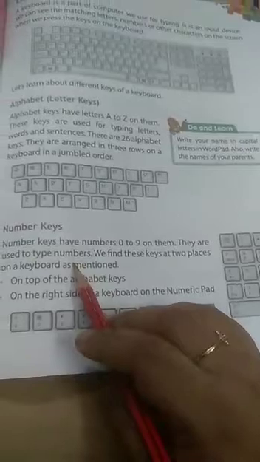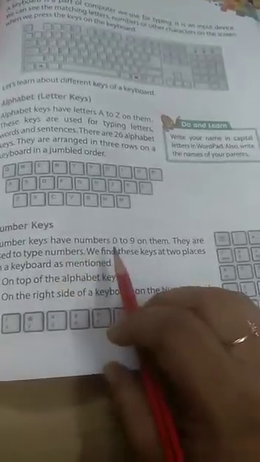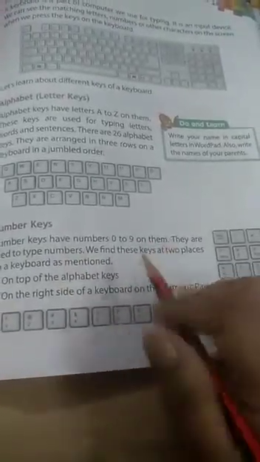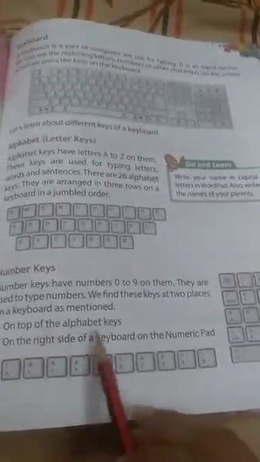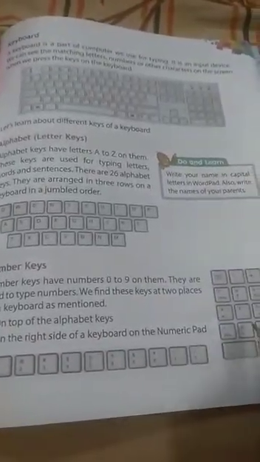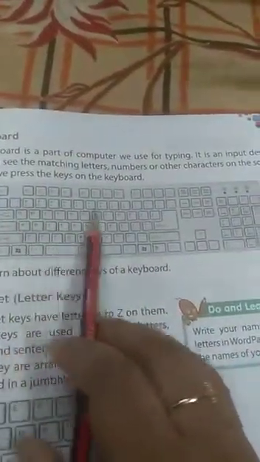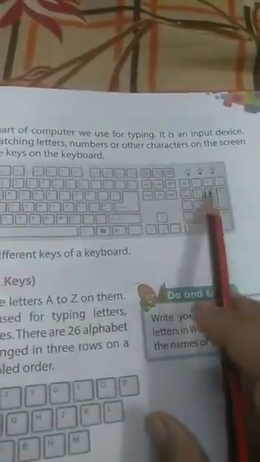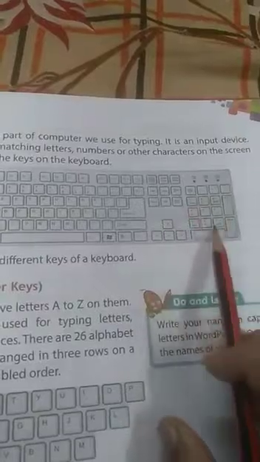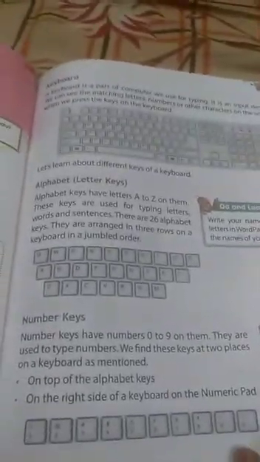Then comes your number keys. Number keys have numbers from 0 to 9 on them. These are used to type the numbers. In this keyboard you will get 2 sets of number keys. One on the top of the alphabet keys, another on the right side of the keyboard on the numeric pad. Can you see the keyboard? Here you can see the numbers are there 1, 2 till 0, and here this is the numeric pad. Here you will see the numbers as they are arranged in your mobile. Okay, so there are 2 number keys.